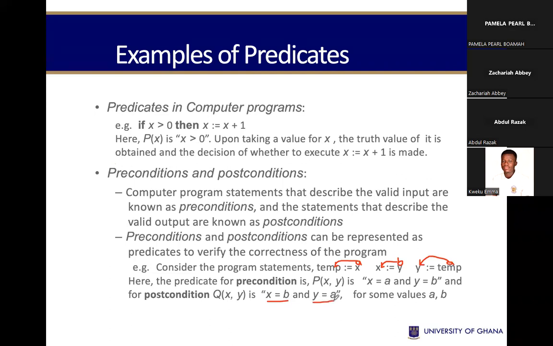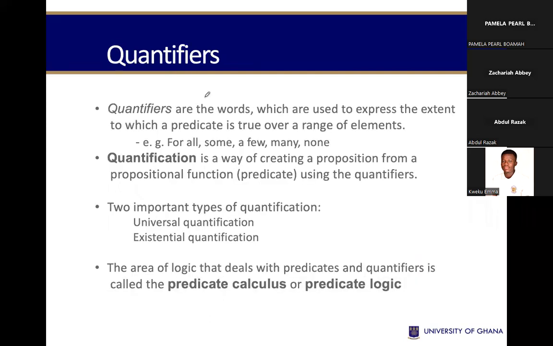So that's it. Provided we have access to the precondition values, in other words, the valid inputs, we should be able to have a valid output, which we call the post-condition. And that's what you can understand here, okay? Yes. Now, let's look at quantifiers.